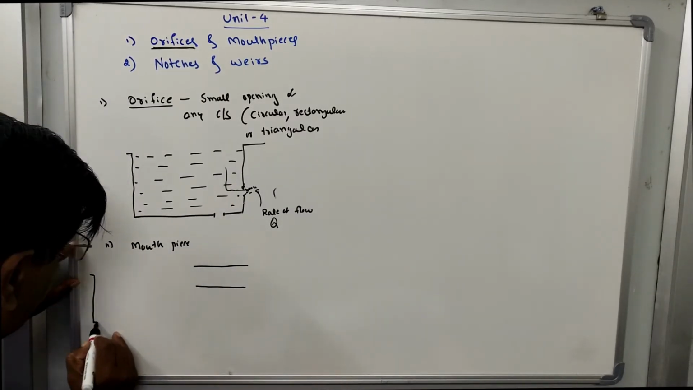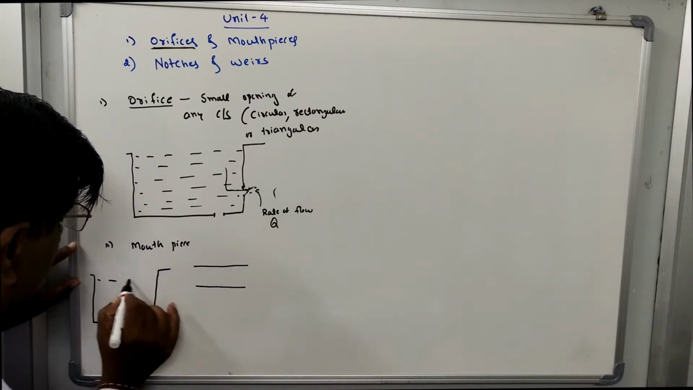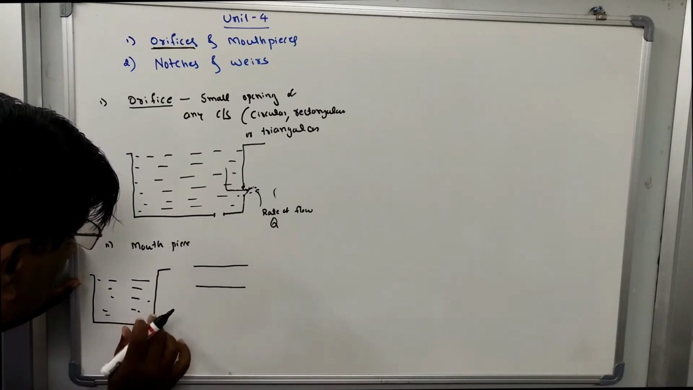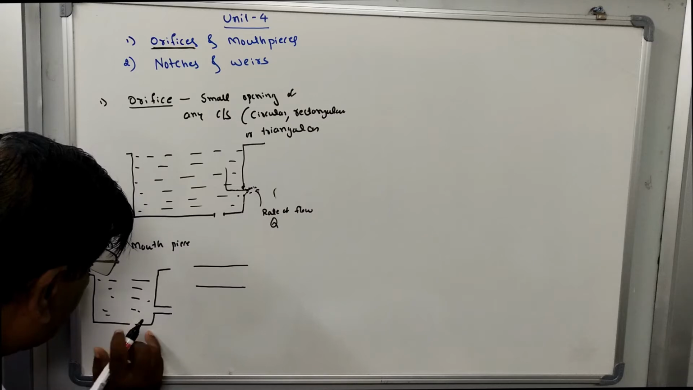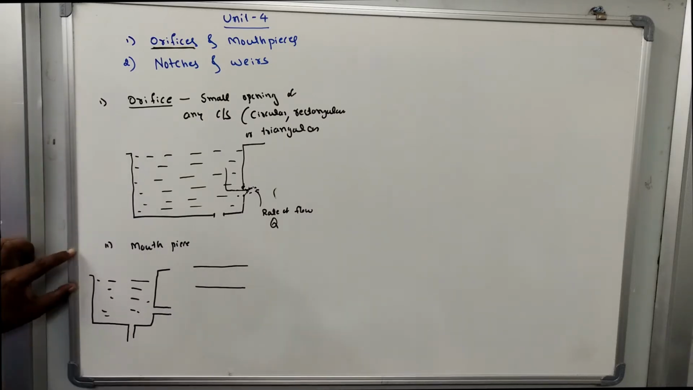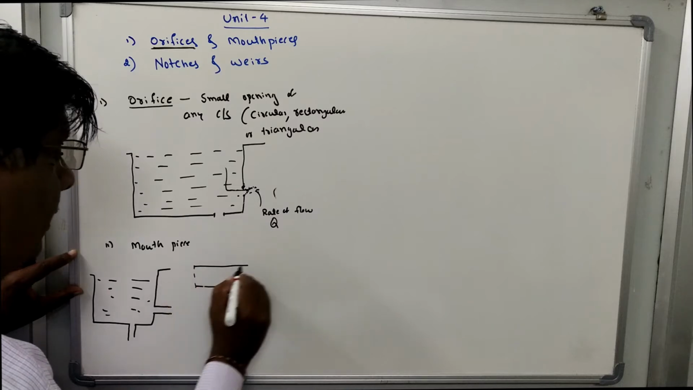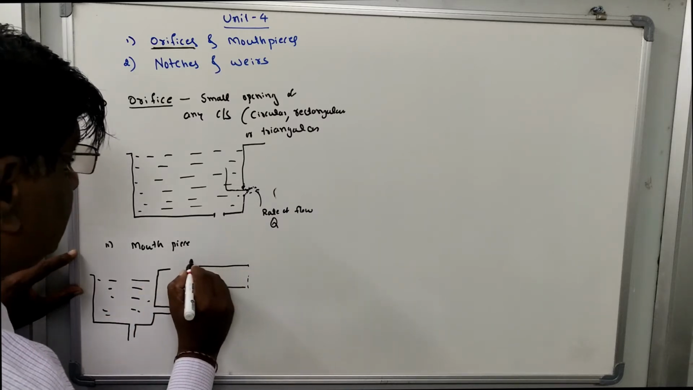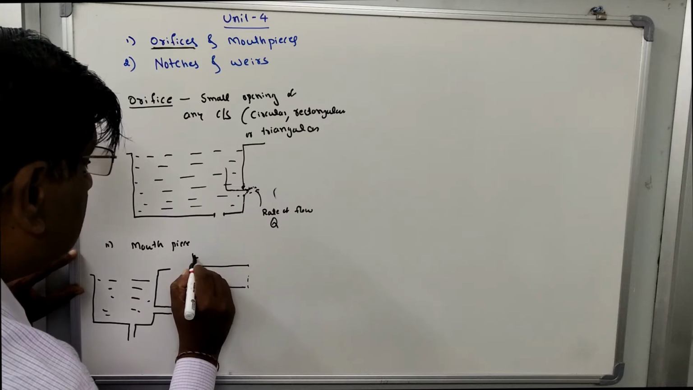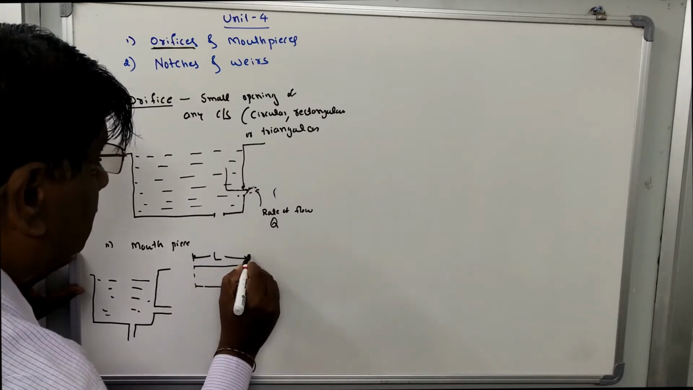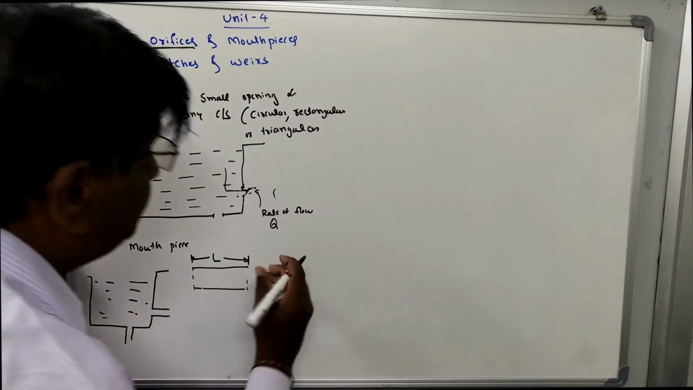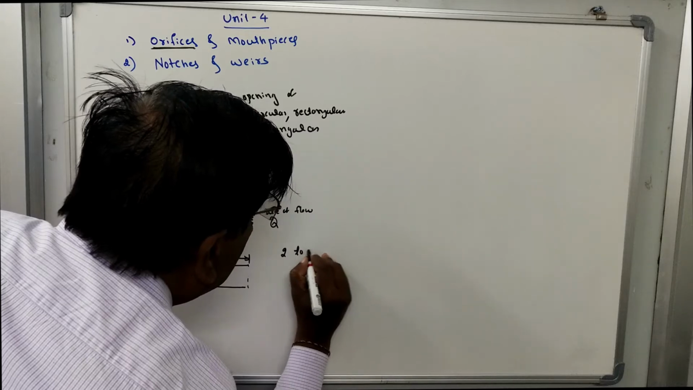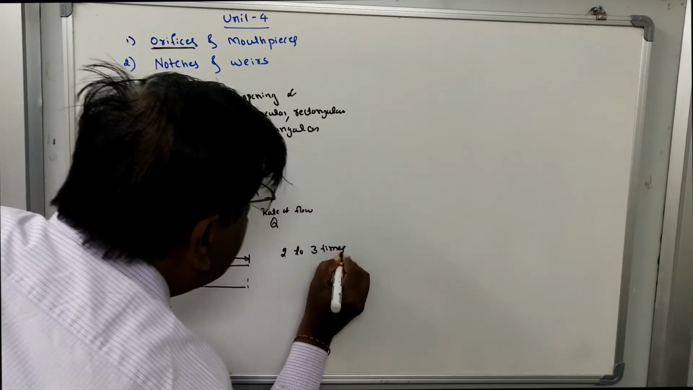Okay, suppose this is the tank. If it is required to measure the rate of flow, you can fit a mouthpiece at the side of the tank or at the bottom like this. Then this is a pipe. So what is this length? How much length are we supposed to take? This length of mouthpiece, normally it is 2 to 3 times the diameter of pipe.